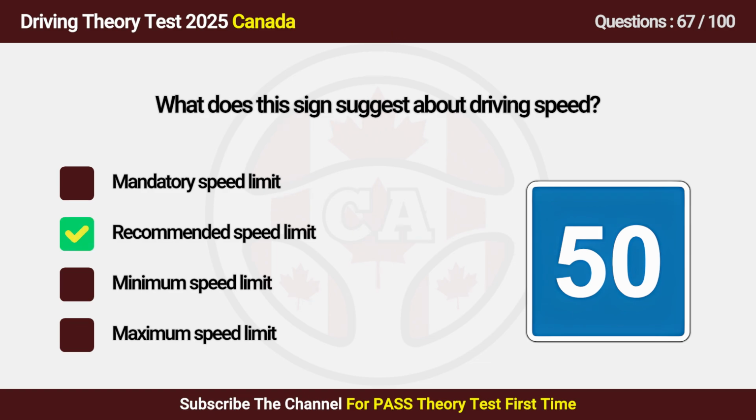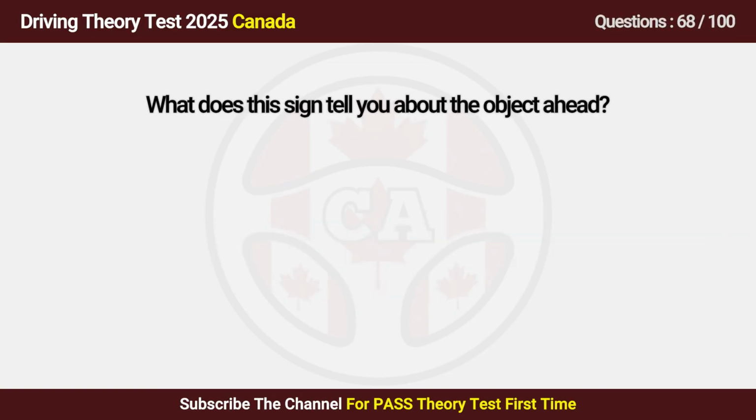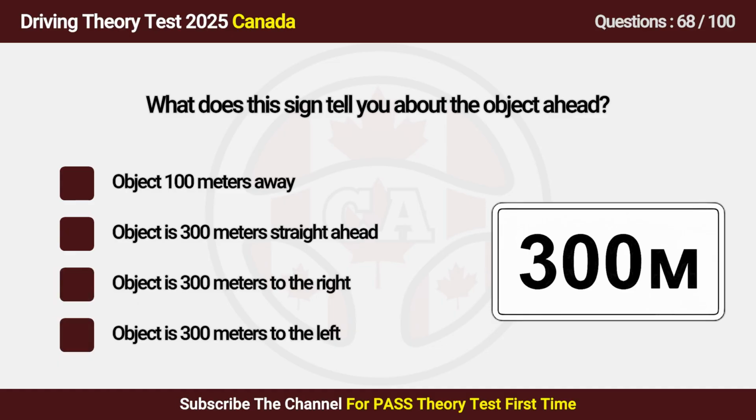Answer is B. Recommended speed limit. This sign indicates a recommended speed. While not legally binding, it suggests a safe and comfortable speed for the current road conditions. Question 68. What does this sign tell you about the object ahead?